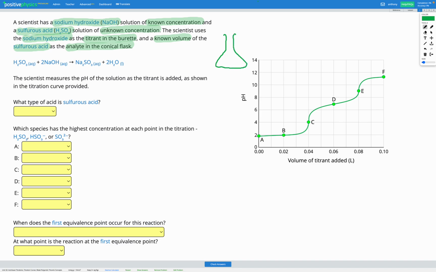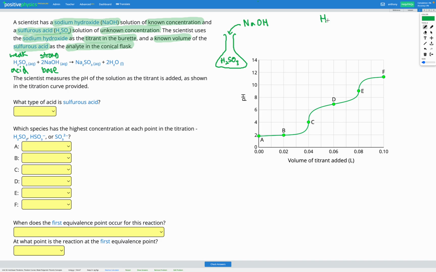in our conical flask, we have the sulfurous acid, which is H2SO3, and we're adding to that the sodium hydroxide, NaOH. Okay, so this question is a little bit more complicated because we have our strong base and we have our weak acid. But this time our acid has two hydrogen ions in it.